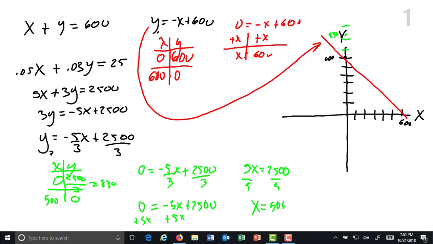And now over here we have 500, right? So roughly right here, do you agree? So this one's going to look like something like this. And that's going to be the graph of y2.